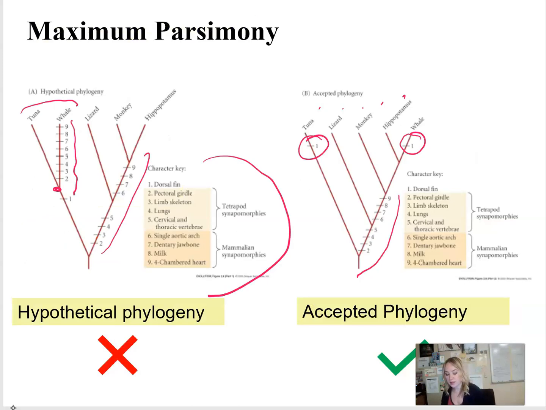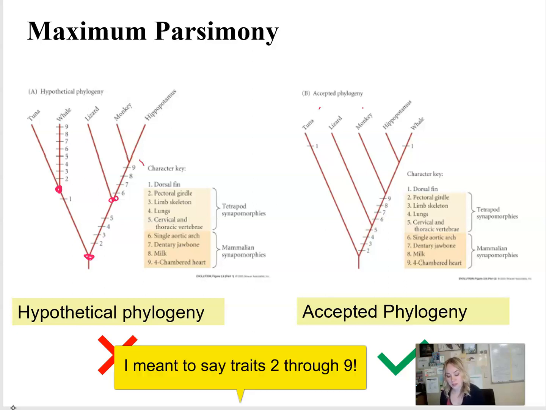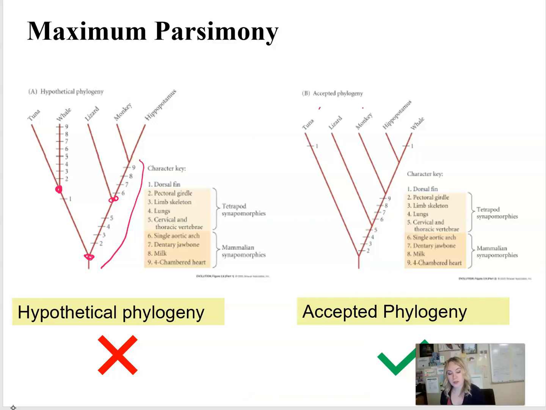Let me show you what I mean by that. So for example, we have this hypothetical tree, and notice tuna and whale share a common ancestor right here, and then lizard, monkey, and a hippo share a common ancestor right here, and then we have a very distant common ancestor here. So you can see these traits 1 through 9 evolved in this lineage that gave rise to lizard, monkey, and a hippo. And then we have the same exact traits that evolved right here in this lineage that gave rise to just whale. So it means we have a lot of evolutionary events happening here independently.